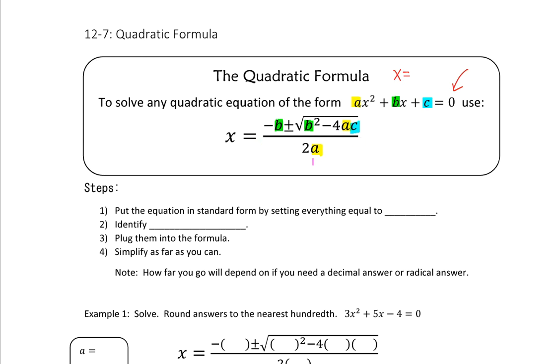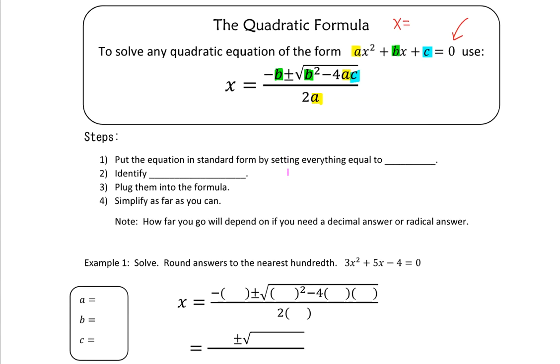There are other ways to remember it, but those are a couple. So let's talk about the steps for how to use this formula. Probably the most important step to do in the beginning is make sure that you have your equation put into this form. And so that's step 1. Put the equation in standard form by setting everything equal to 0. We need the 0 there.